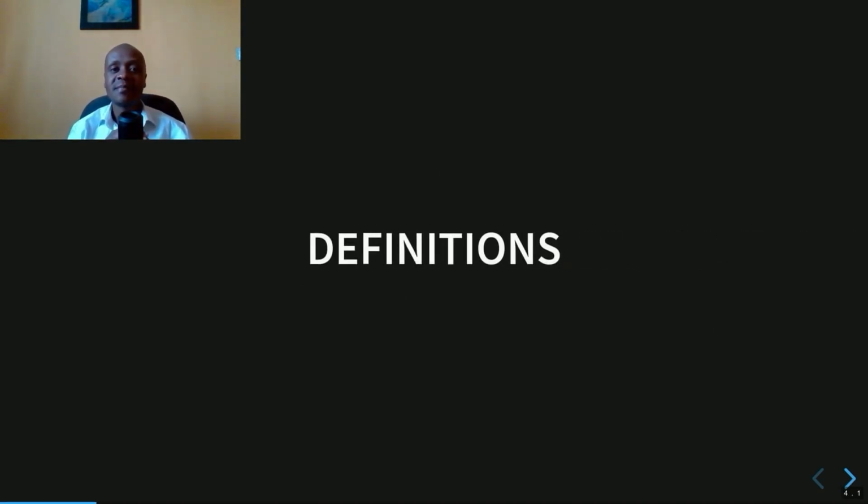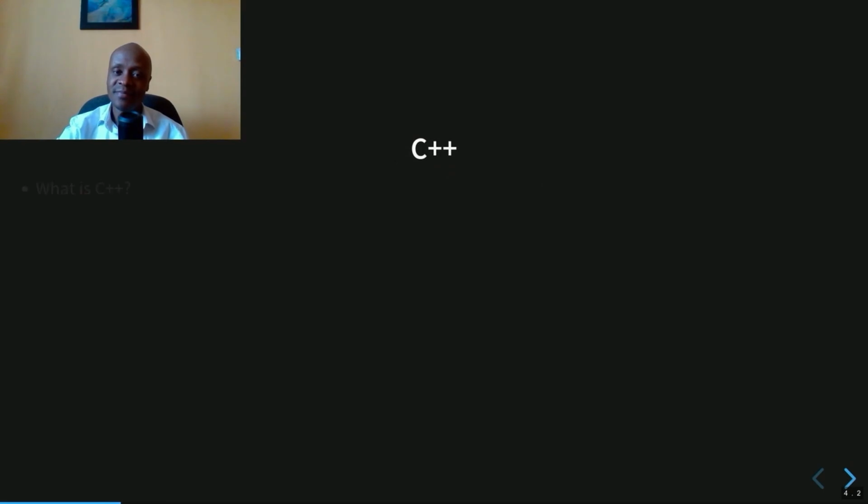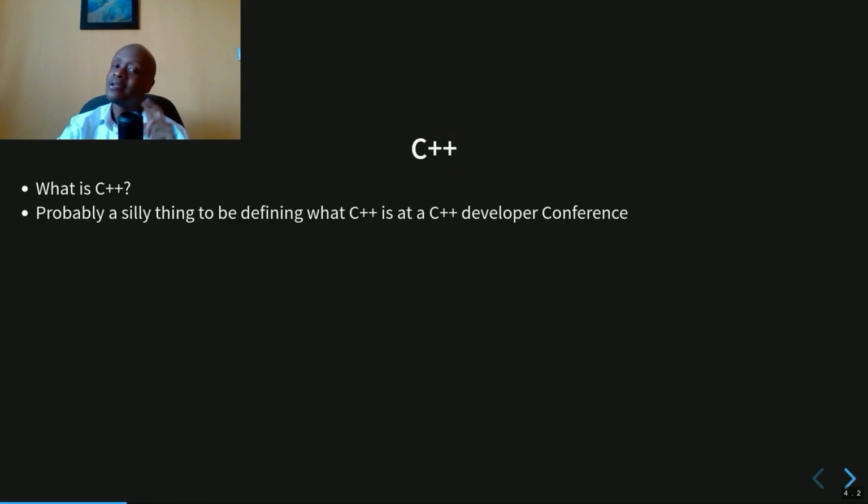What we'll do first is define a few terms, and in particular, two main phrases, or the two key points in the title of this talk. First, C++. What is C++? Yes, I know it sounds a little bit silly defining C++ at a C++ developer conference, but it's not as simple as one would think. Because generally, you don't really think about it. So think about explaining it to somebody who has never heard about it.